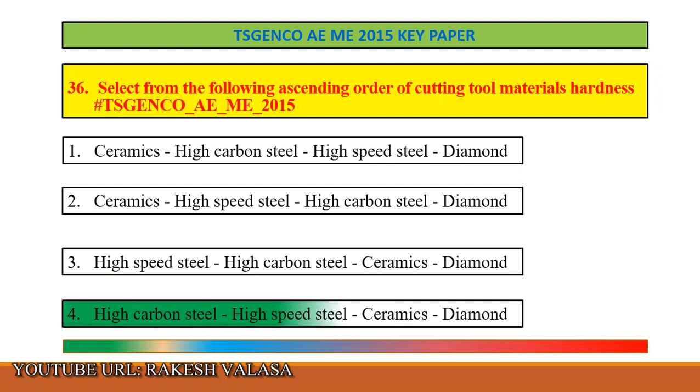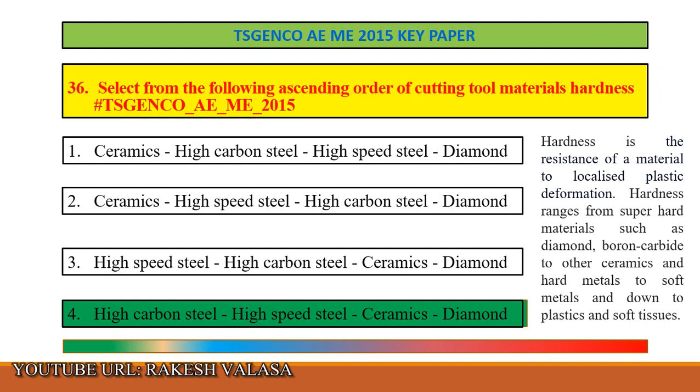The correct answer is option 4, that is high carbon steel, high speed steel, ceramics and diamond. Here hardness means the ability of a material to resist external loads. Hardness is the resistance of a material to localized plastic deformation. Hardness ranges from super hard materials such as diamond, boron carbide to other ceramics, and hard metals to soft metals, and down to plastics and soft tissues. So the correct answer is option 4, that is high carbon steel, high speed steel, ceramics and diamond.